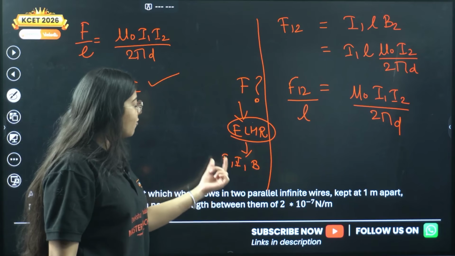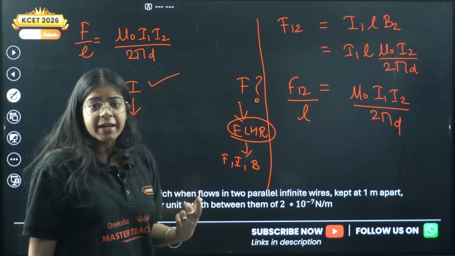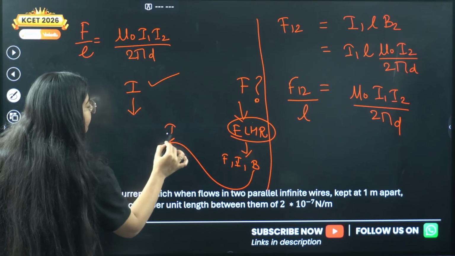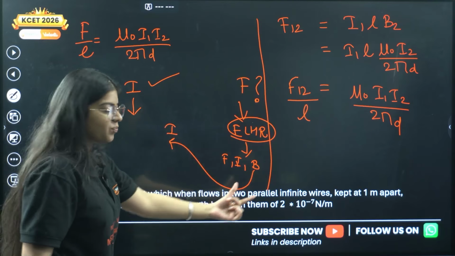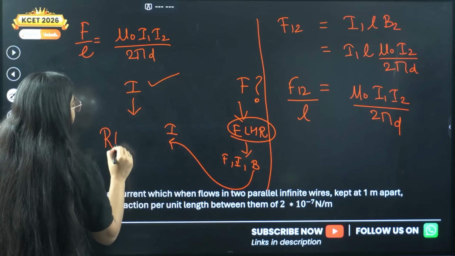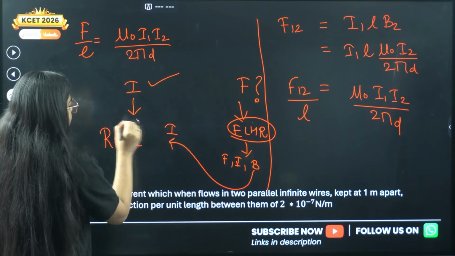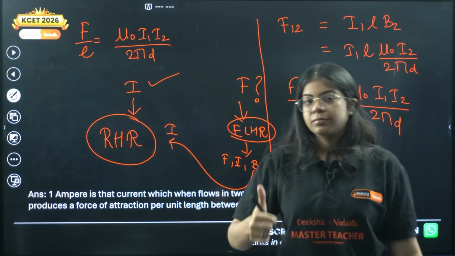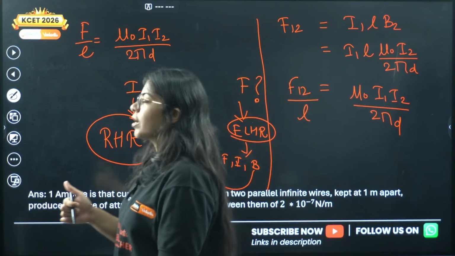Now current I have, force I have to find, B I need to find. How can I find B when I am given I? When I am given I and I need to find B, that I can do with right hand thumb rule. Correct? Right hand thumb rule. Can we move to the next question?